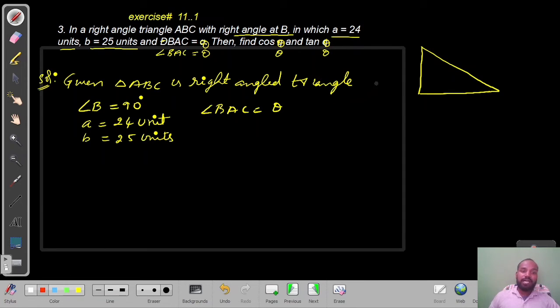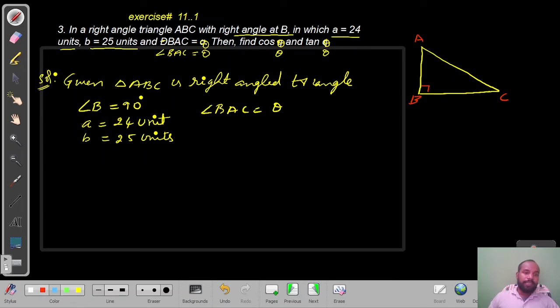Now, what is given? Angle B is 90 degrees. That is a right angle, right? So this is the right angle, so here A and here C. ABC, okay, the triangle is completed. So the right angle triangle is completed. Now what are the values given here?